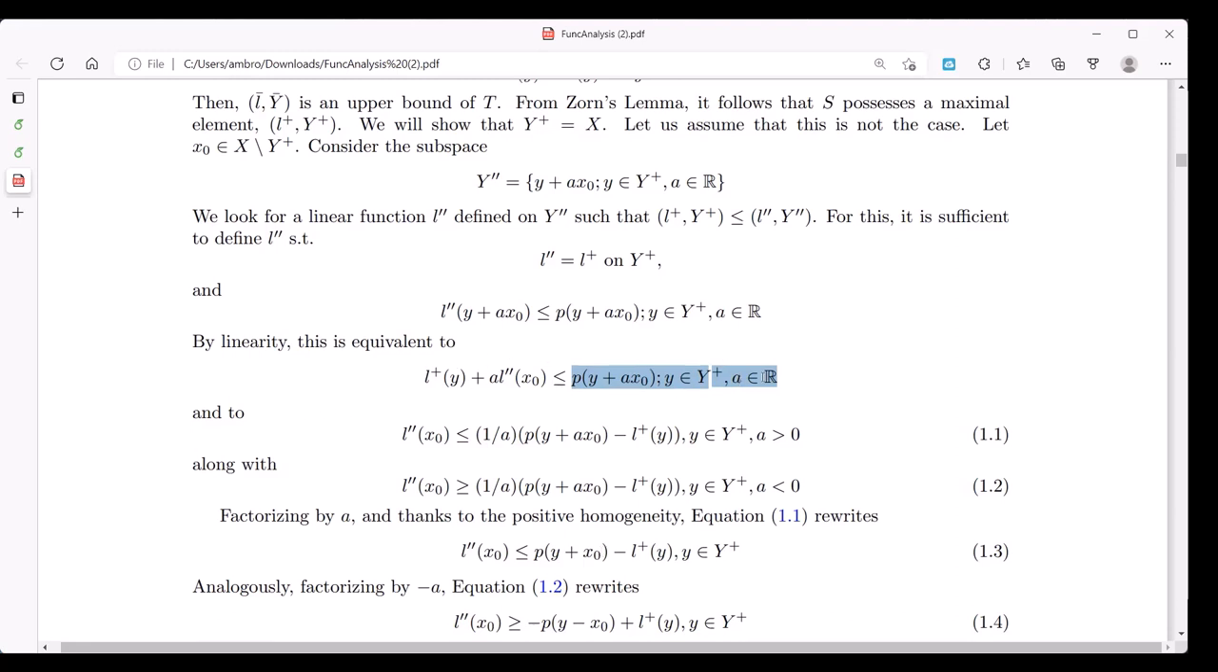Now I will split this inequality in two, depending on the sign of A. If A is positive, I rewrite this inequality as 1.1, and if A is negative, I rewrite this inequality as 1.2. So I don't do anything. I just put the L plus Y on the right hand side and divide by A. So when A is positive, I get that, and when A is negative, I get that.